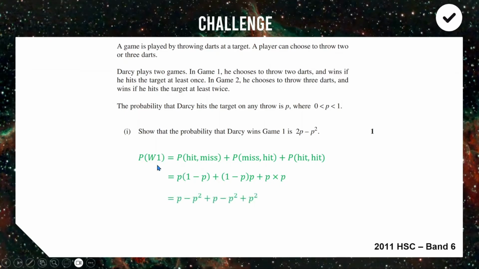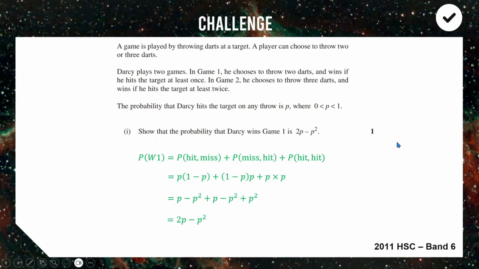All right, if we expand this all out, we get P minus P squared, we get P minus P squared again, and we get P squared on the end. Two of the P squareds cancel out, the 2 P's go together, like 2 P's in a pod, and we get 2P minus P squared, as required. All right, we're off to a flying start.